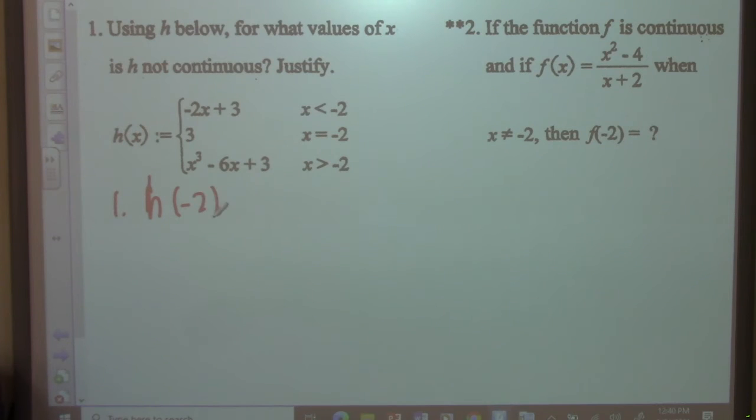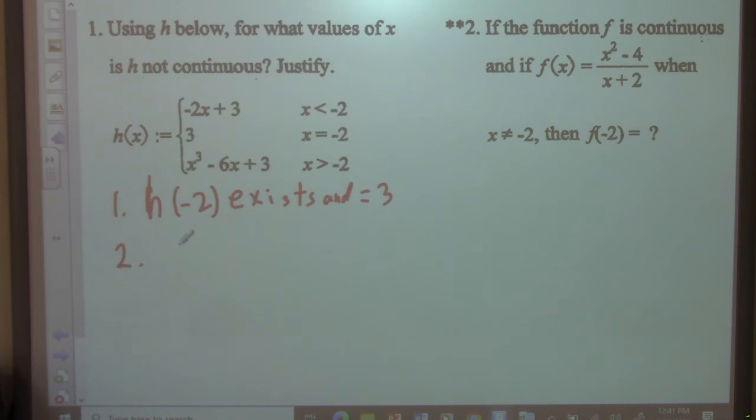H of negative 2 is what? What's h of negative 2? It is 3, right? H of negative 2 exists, because that's condition 1, right? Exists and is equal to 3. Okay, we know that. Okay, next condition is limit exists, right?